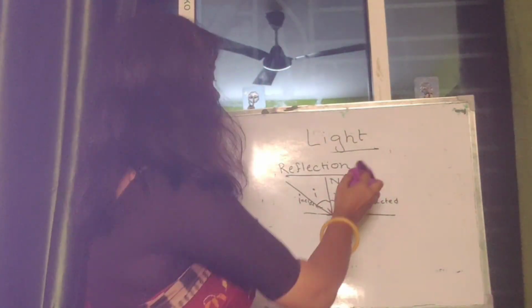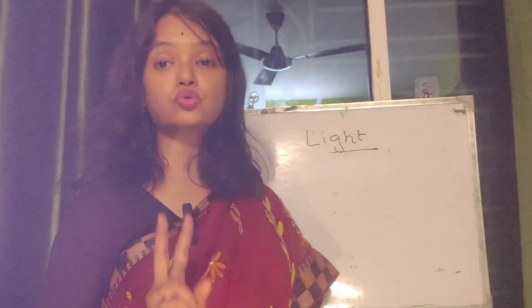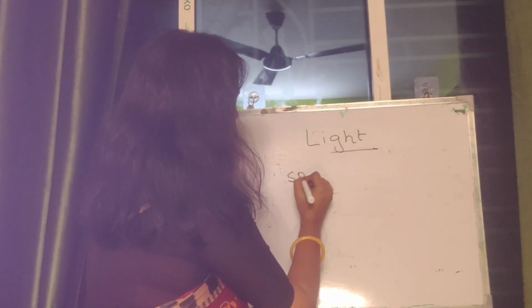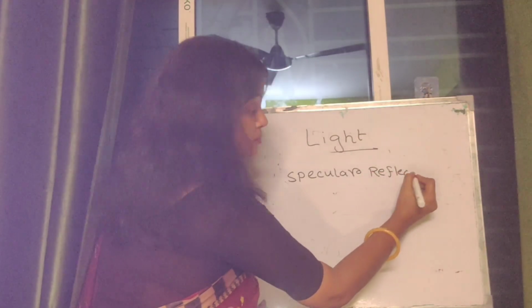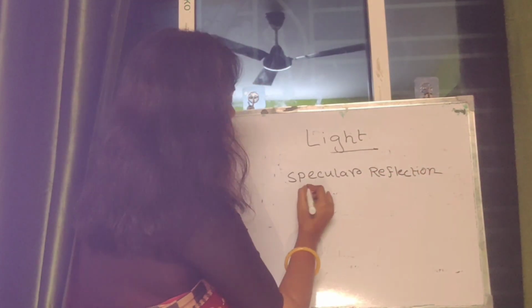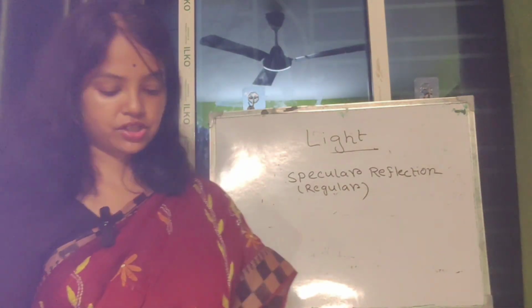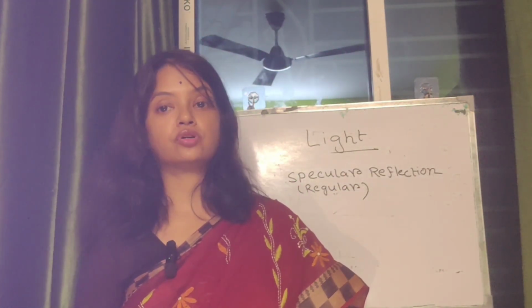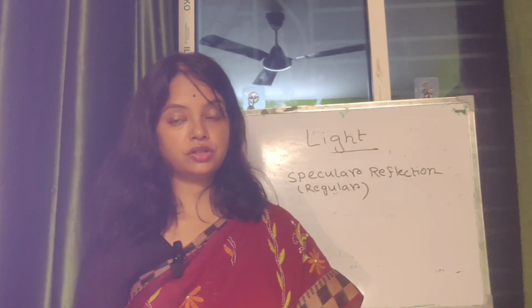Now let's discuss the types of reflection, and after discussing this, we will again go to the laws of reflection. So let's first discuss the types of reflection. There are two types of reflection: specular reflection, which is also known as regular reflection, and another is diffused reflection. So first, let's talk about specular reflection.